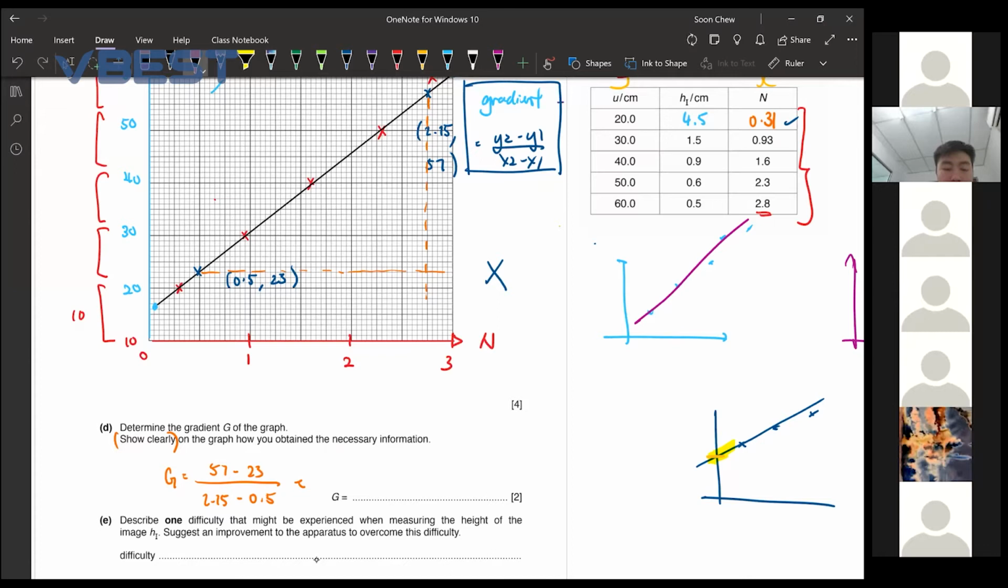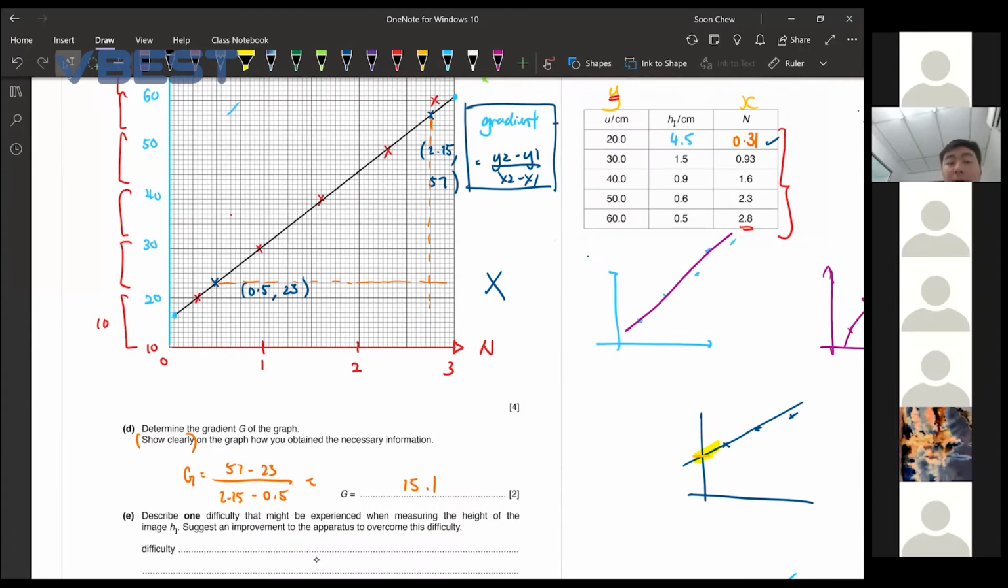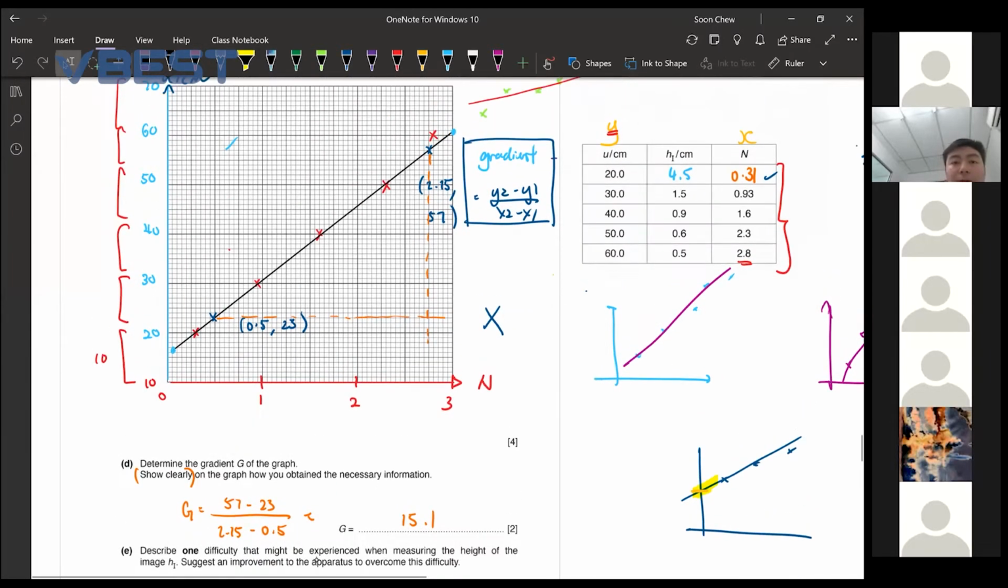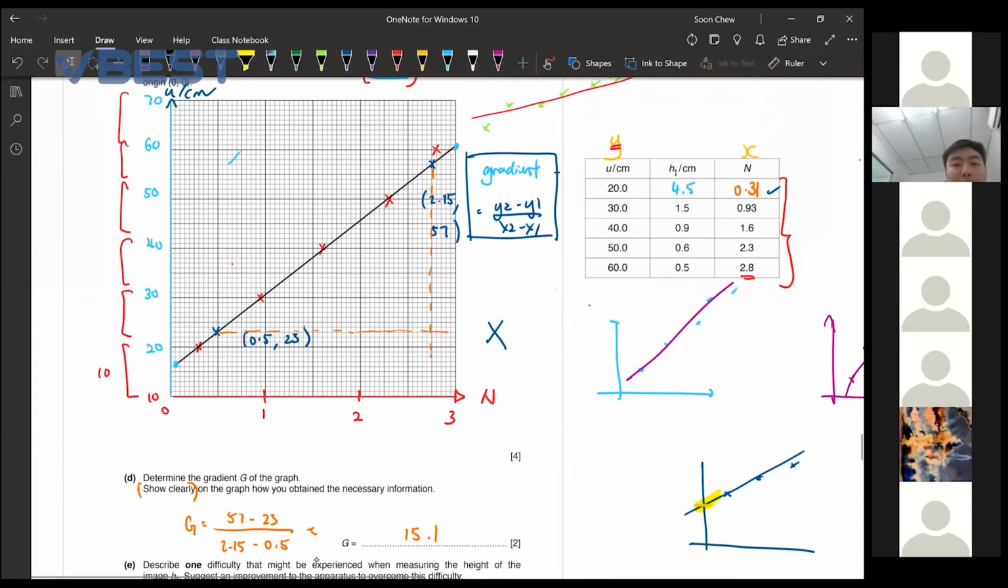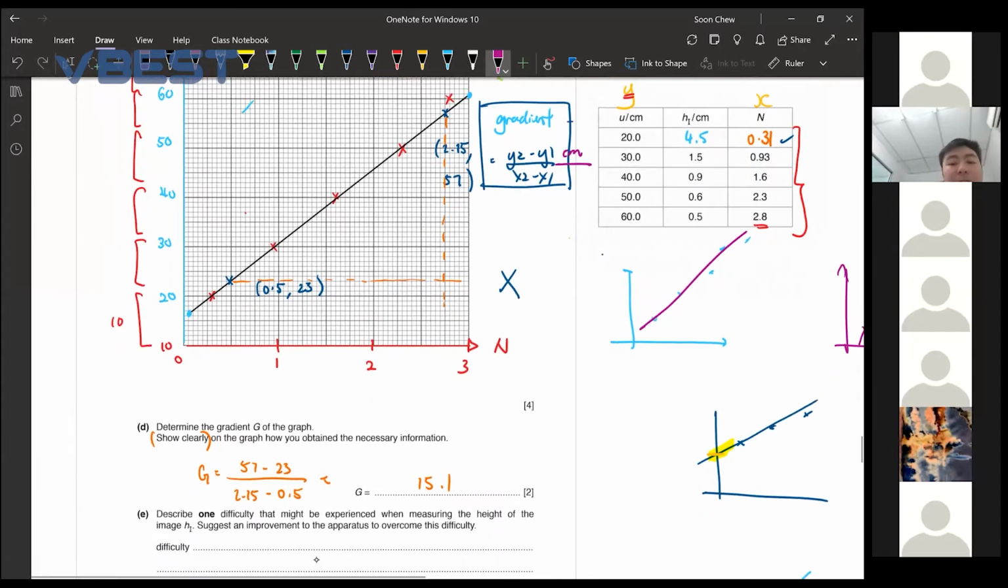Okay, so at the end you get about 15.1 as your gradient. But then you need to include the unit as well. So always remember your gradient is your y over your x. Your y, the unit is in cm. So centimeter at the top divided by no unit at the bottom. So your final unit will be in centimeter as well.